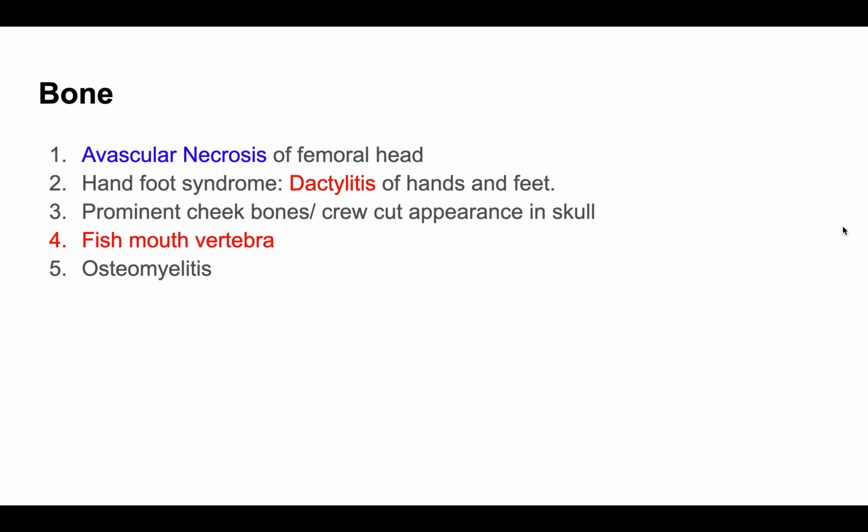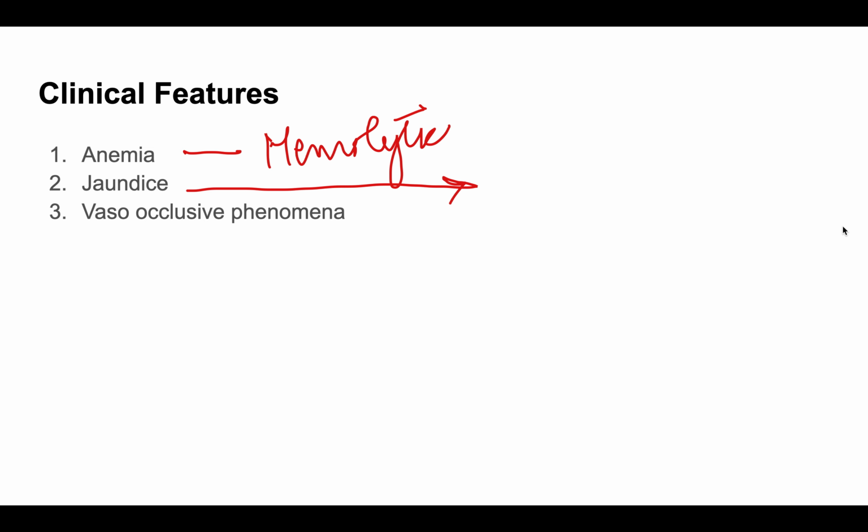Now going to the clinical features in a patient. The clinical features will depend upon the reasons we discussed. Hemolytic anemia is there. There is jaundice. There is vaso-occlusion. Because of all of these, the clinical features will be there in a patient. So the anemia will be a hemolytic anemia, which is extravascular. Jaundice, obviously, when there is hemolytic anemia there is a type of jaundice, and there is an increase in the reticulocyte count also.